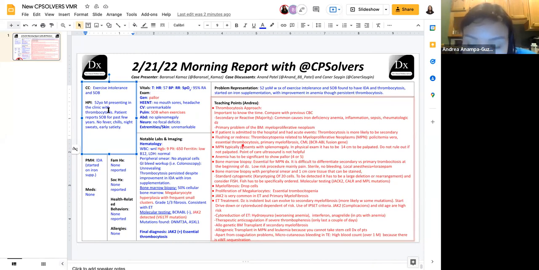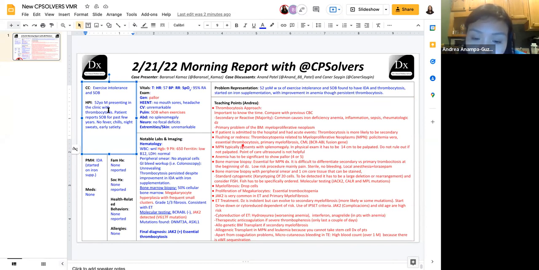These myeloproliferative neoplasms typically present with splenomegaly, but for it to be palpated on physical exam, it has to be 14 centimeters. So do not rule it out if it's not palpated, and point of care ultrasound is not helpful. And because the patient had pallor, it's important to know that for a patient to appear with pallor, the hemoglobin has to be 4 or 5, around that level.